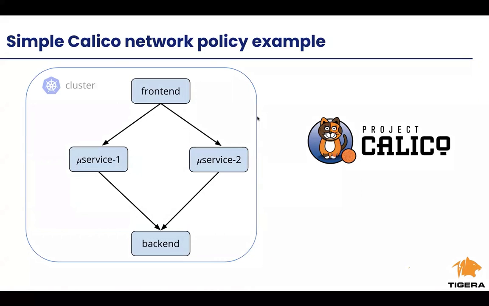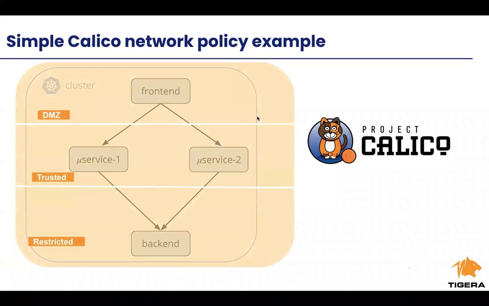What we're going to show here is a simple Calico network policy example. You can see this is just a simple three-tiered application. You've got a front end, a service that implements a web UI, and that speaks behind it to a couple of different supporting microservices that implement the business logic of this particular service, and then those connect back to the back end.